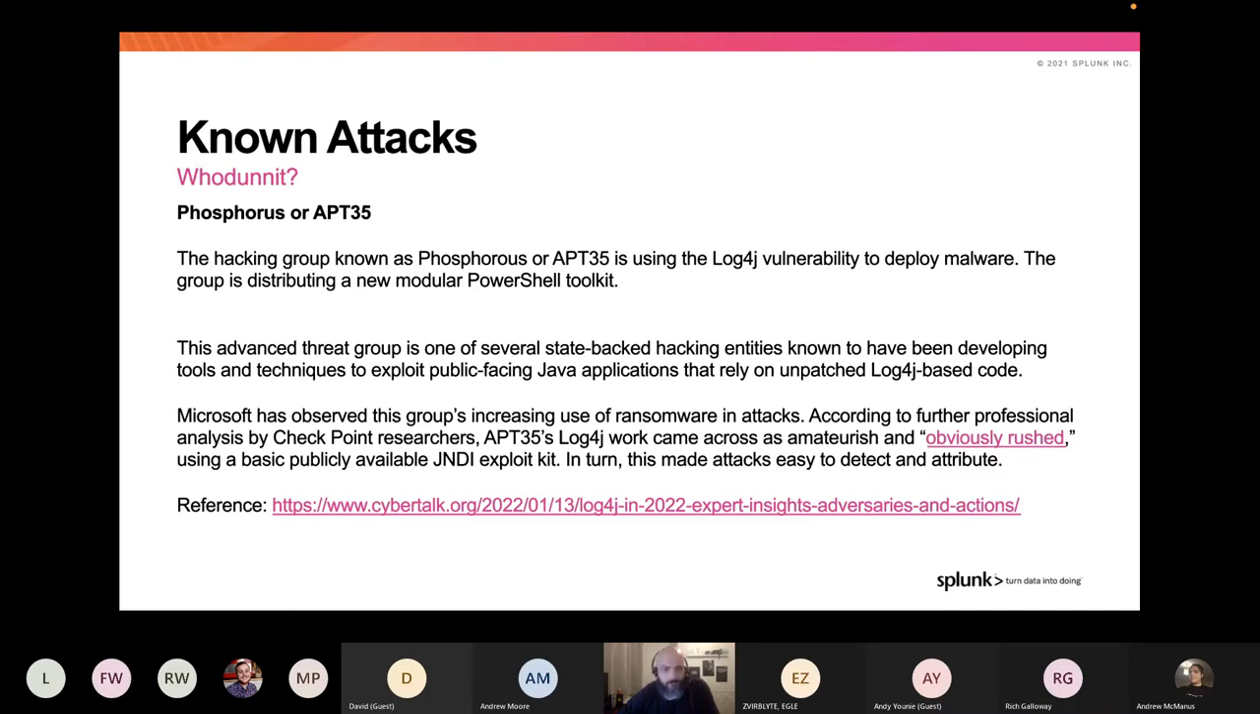State-based actors, and obviously any entity out there, would be looking for vulnerable servers and taking advantage of it. Microsoft observed the group's increased use of ransomware, and according to Check Point researchers, it came across as a bit amateurish and rushed, I guess because they realized the patch would be out pretty quick, so there was only a limited time to exploit this. But there are plenty of publicly available JNDI exploit kits, so it's not necessarily just state-backed. There could be script kiddies using that too. Where I've gleaned this information, I've put a reference on the slides.